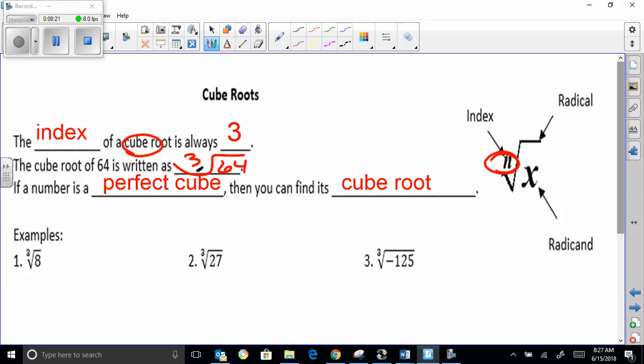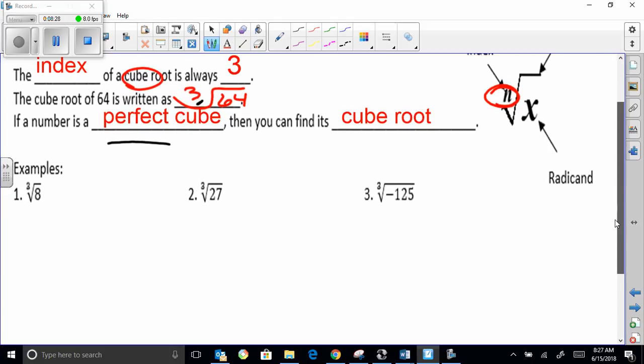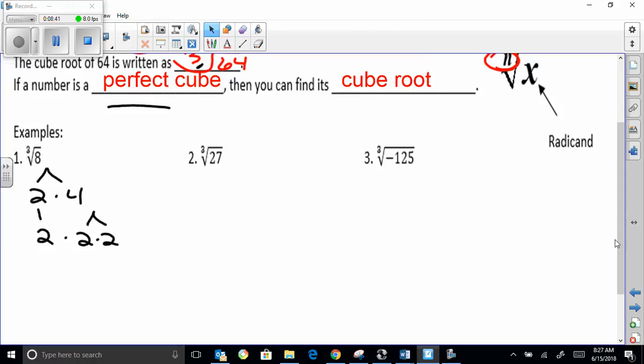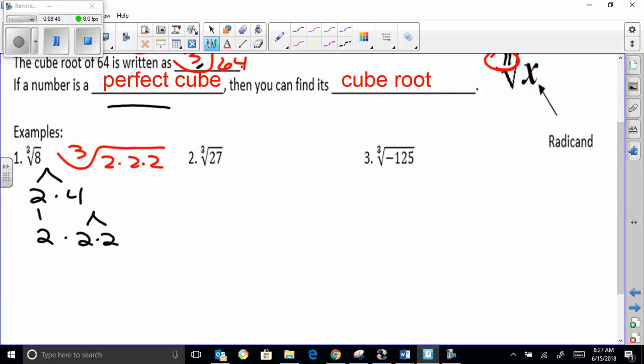If a number is a perfect cube, then you can find its cube root, meaning you're not going to have anything left over. There's no decimal, there's nothing up under the radical. So the cube root of 8, we looked at. 8 becomes 2 times 4, and 4 becomes 2 times 2. In order to come out of the radical, we must have 3. So I have 3 2s, they would come out. Nothing left over, my answer is just 2, all by itself.